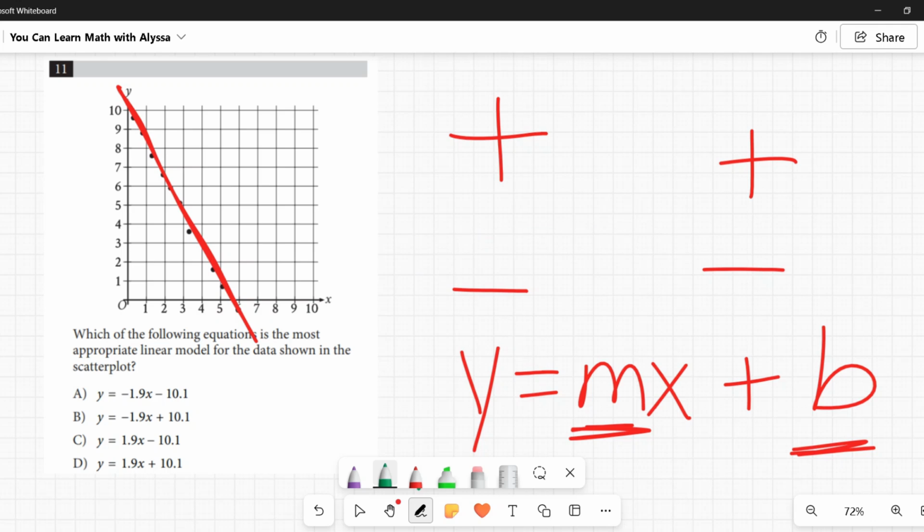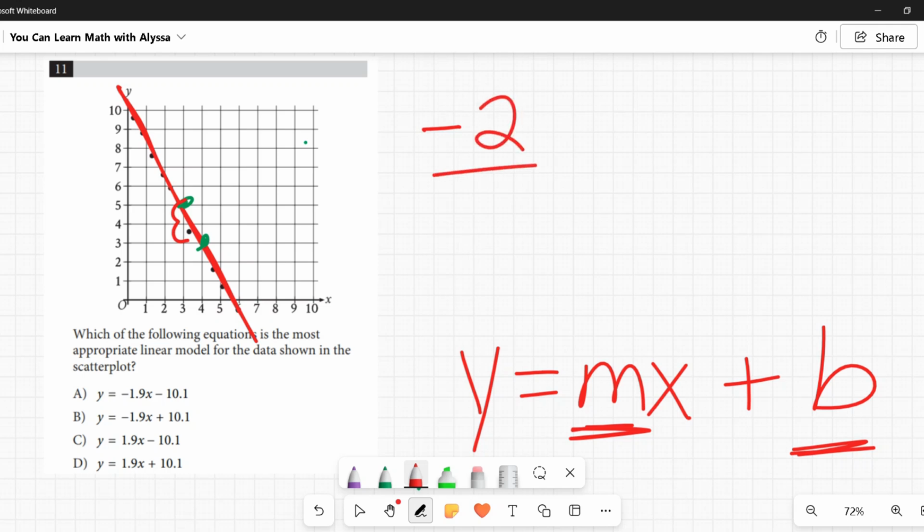If you are questioning yourself on the day, you can always pick a couple of points and do a test. If I draw this line, I might say, okay, two points that are on the line, that looks like it's kind of on the line, and that looks like it's kind of on the line. I'll take those two points. It's rise over run: how far it goes up or down, over how far it goes left or right. So it's a negative rise, going down 2, and going to the right about 1. So negative 2 over 1 is negative 2.